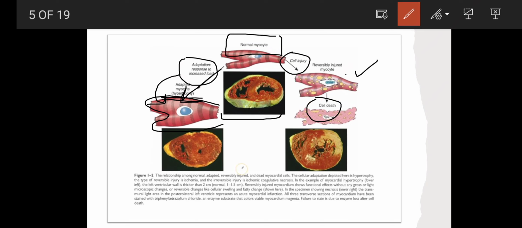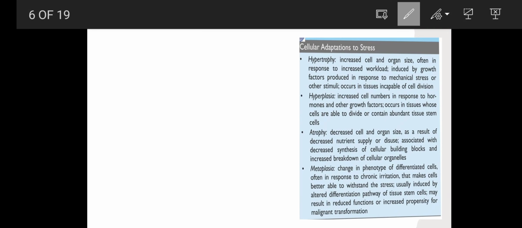Here we have compared two different types of cells, the myocytes. This is the hypertrophic myocyte and this is the dead myocyte. Here we have staining, and it shows that the staining has been reduced. In this way we can differentiate between the dead myocyte and the hypertrophied myocyte. These are the different cellular adaptations to stress.